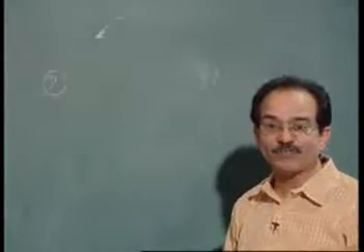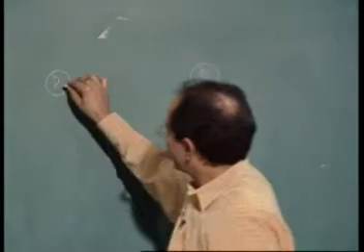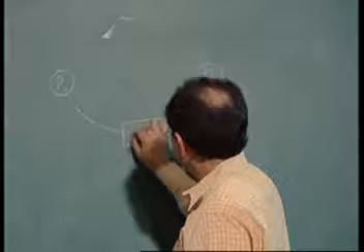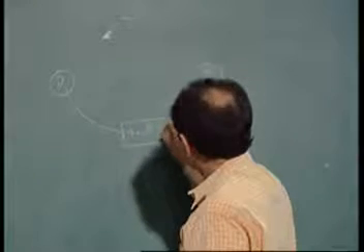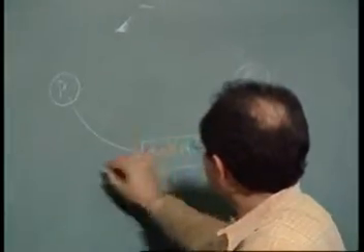Now, what we do in this sort of scenario is go for indirect messaging. That is, we make a mailbox between these two processes P and Q.